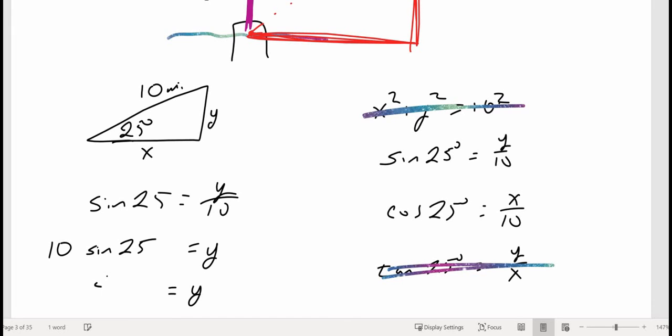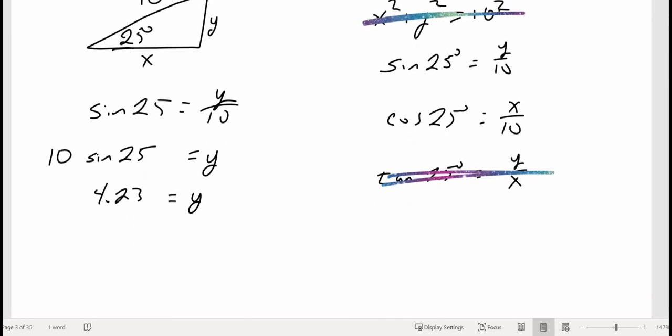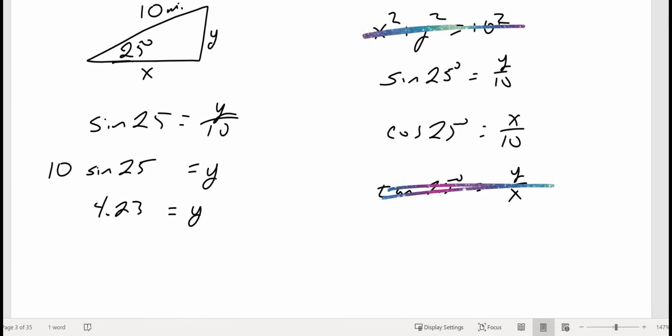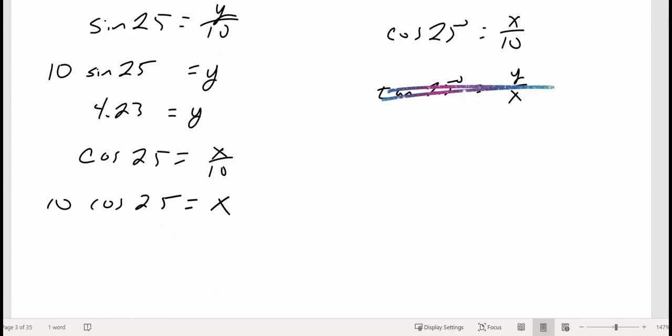So y is approximately 4.23. Okay? And then same thing with that cosine. We know that cosine 25 is x over 10. So we multiply that, and we get 9.06.